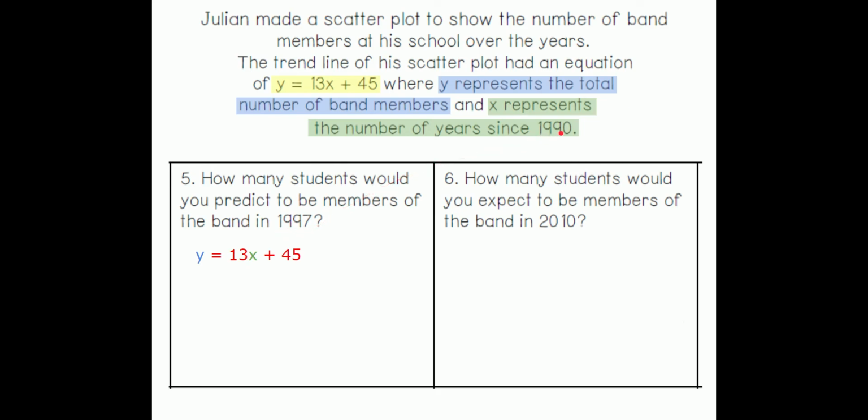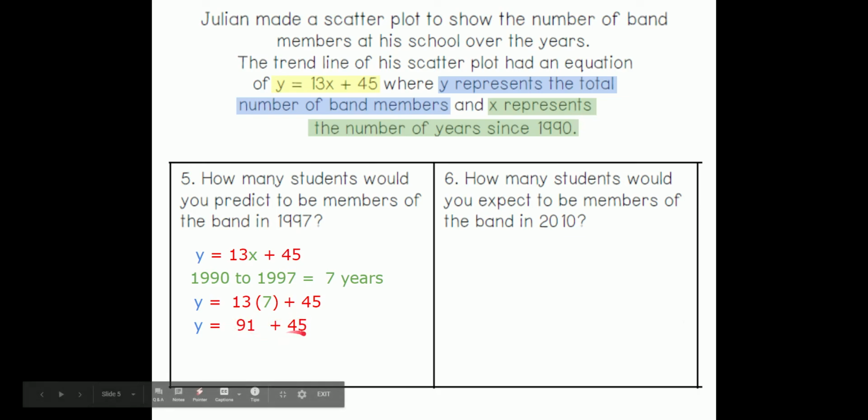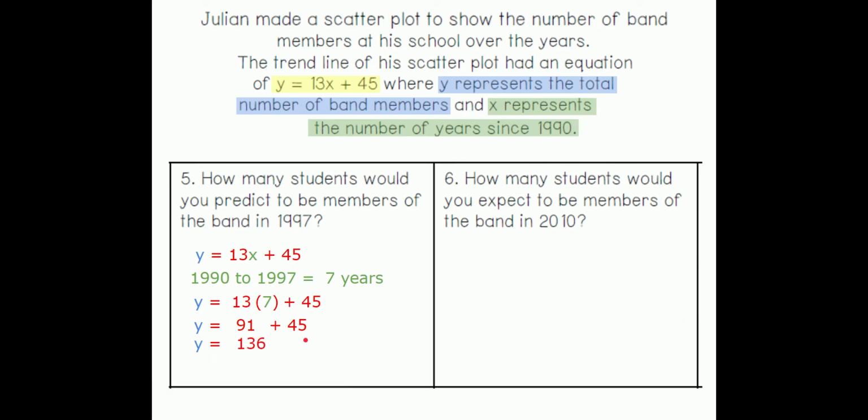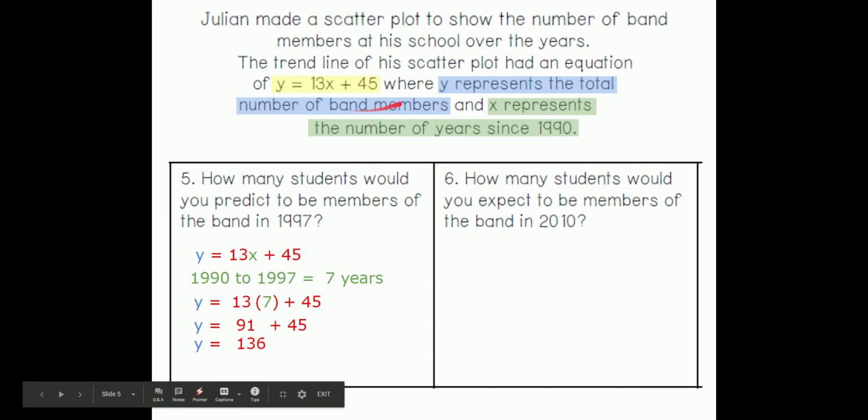So 1997 and 1990, how many years has it been between 1997 and 1990? Well, the difference of years is 7, because from 1990 to 1997 is 7 years. And you can figure that out with subtraction, 1997 minus 1990. All right, so we are still looking for the number of band members. Bring down the 13. The number of years since 1990 would be 7. And we're going to bring down the plus 45, which is our y-intercept. So y equals 13 times 7, which is 91, plus 45. And then we're going to simplify further. 91 plus 45 is 136. So remember, y is the total number of band members, and our x value was 7 years. So in 1997, you should expect 136 members to be in the band.